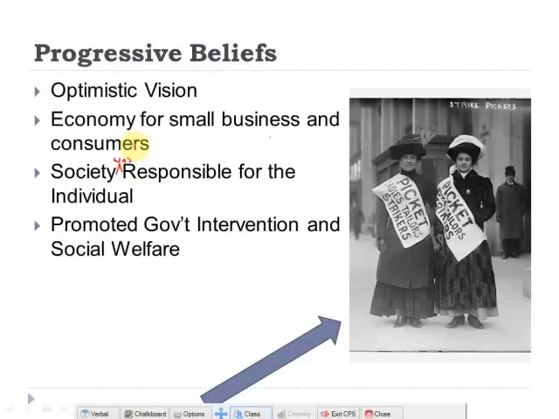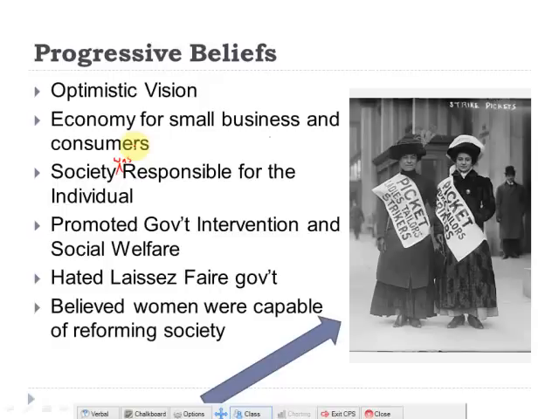And so, should people have these things according to a progressive? Because again, it falls back into the idea of who's responsible for the individual? All of us. Should the poor be forced to fend for themselves? No. We help each other. They hated a laissez-faire government, which is not surprising. If you wrote that down already, you should be fine.